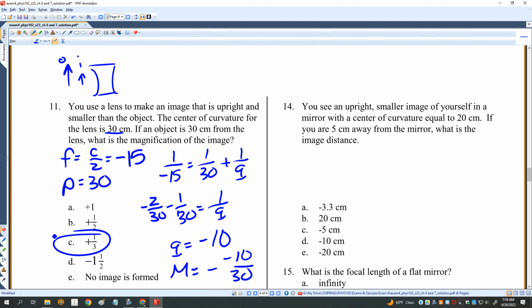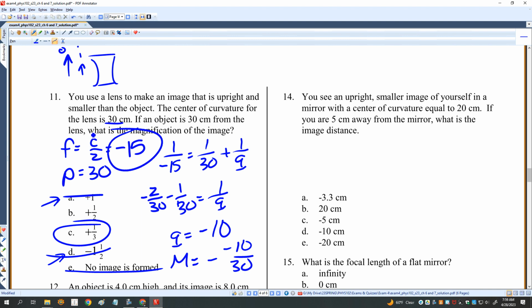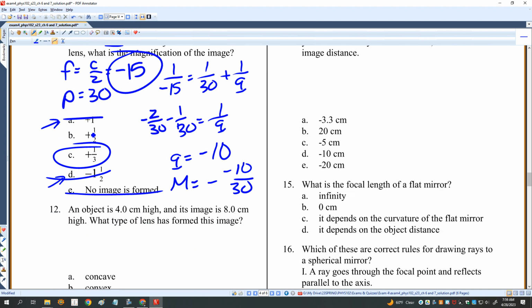I could have gotten rid of several answers here. I could have gotten rid of that one and that one here because I know that it's smaller. Same here, and this one also because I know it's upright. So it has to be either B or C. I can also get rid of E because I've already said that there is an image, so I didn't lie to you about that. So the key thing here is that focal length, recognizing it's a concave lens and that the focal length is negative.